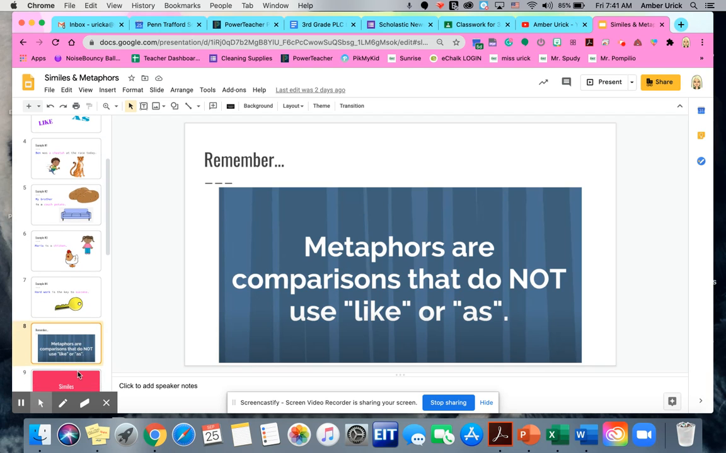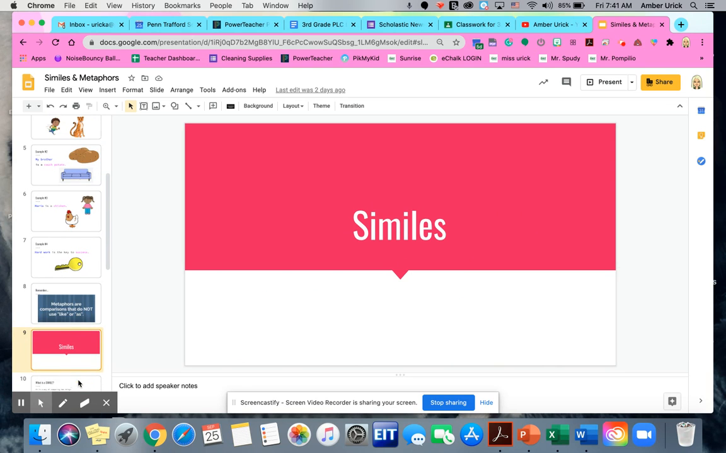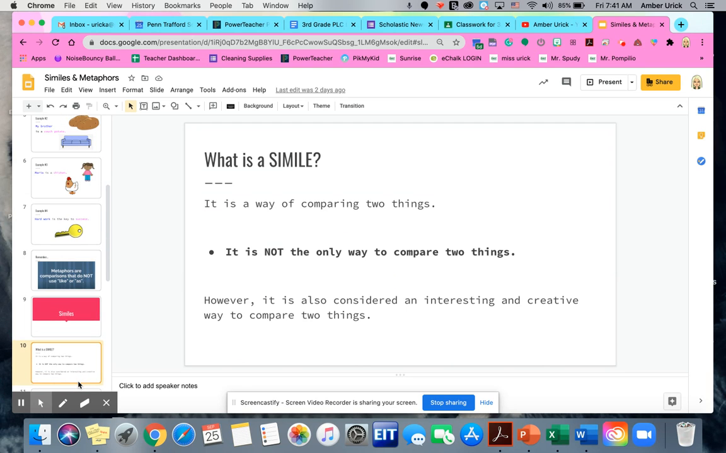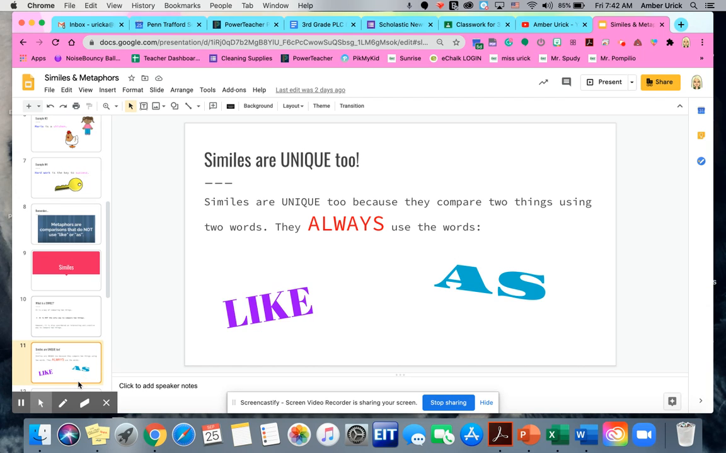All right, here we go. Similes. Are you ready? Similes are the same thing here. We're comparing two things. It is not the only way to compare two things, and they are also considered interesting. However, are you ready? They are unique, and similes compare using two words, but they always use like or as. So metaphors do not ever use like or as. But guess what? Similes always use like or as. So they're kind of opposites.